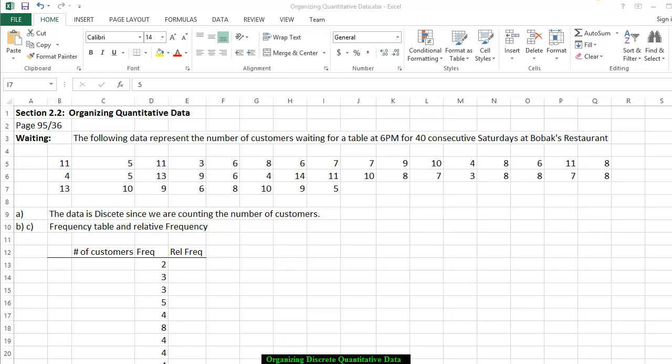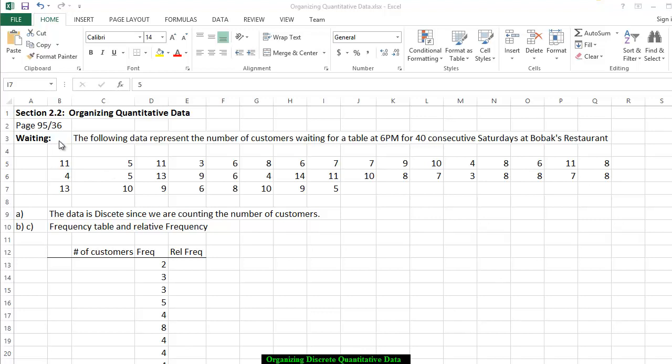We are now going to learn how to organize quantitative data. Remember, quantitative data is numerical data, and it can be either discrete, which means it's countable or finite, or continuous, which means it can be infinite and it can be a mixed number or a fractional number.